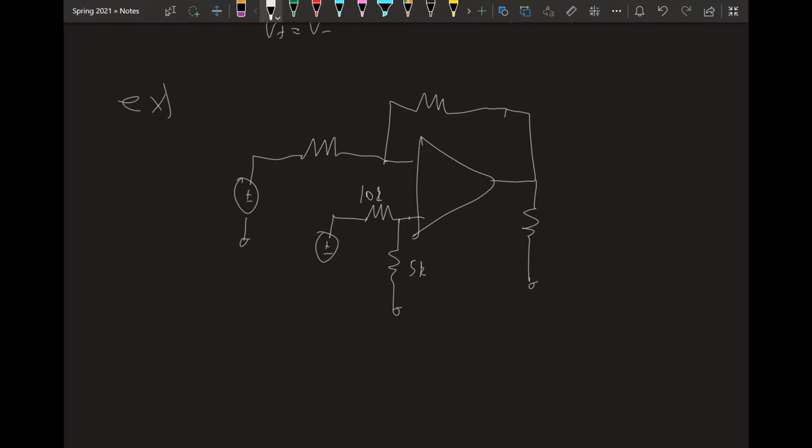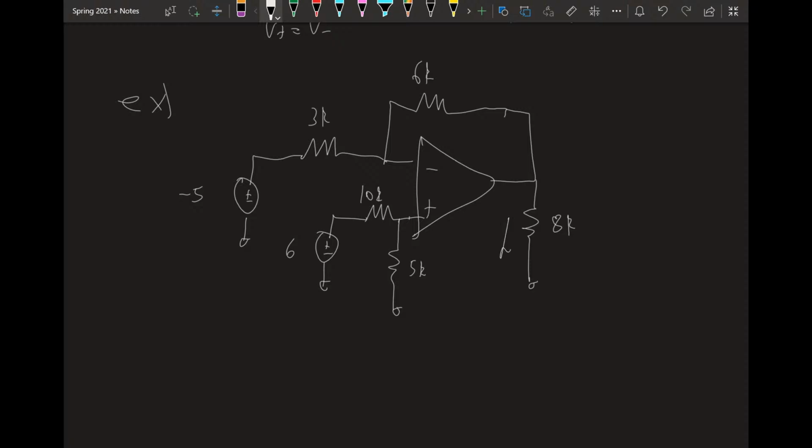This is 10 kilo ohms. This is 8 kilo ohms. This is 6 kilo ohms. This is 3 kilo ohms. This is grounded, of course. This is negative 5 volts, and this is 6 volts. Okay. Here's the op amp.